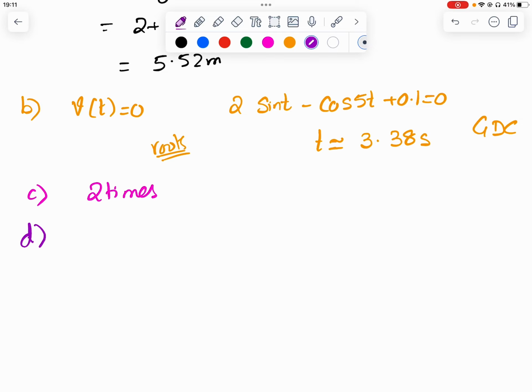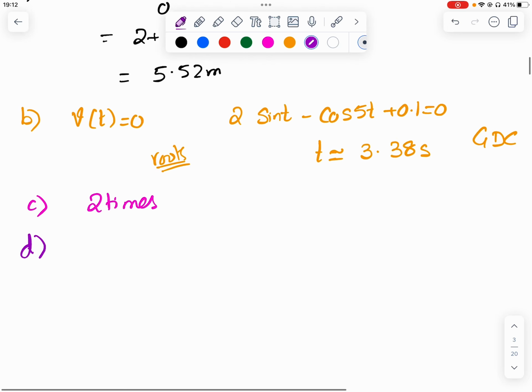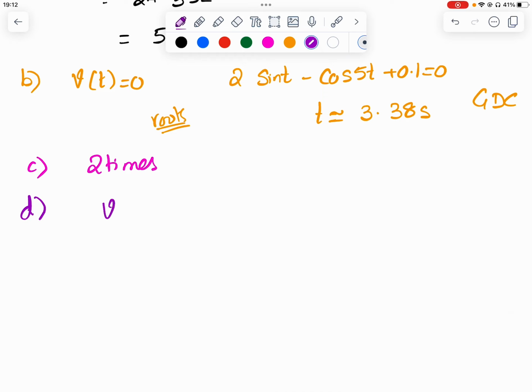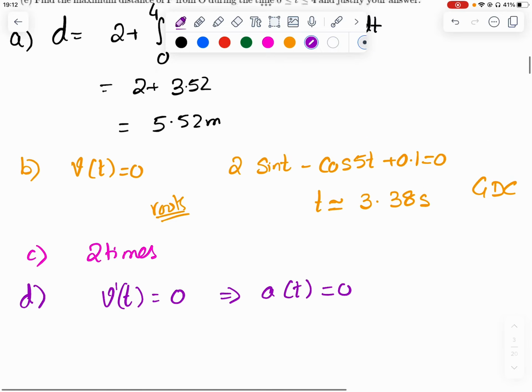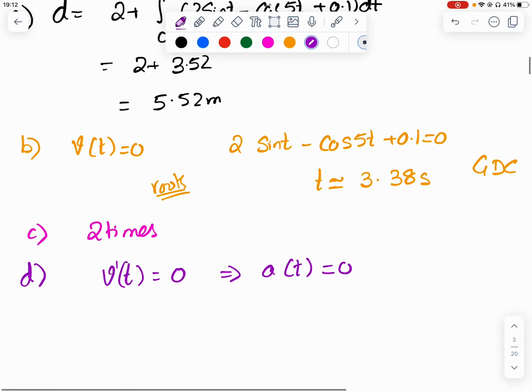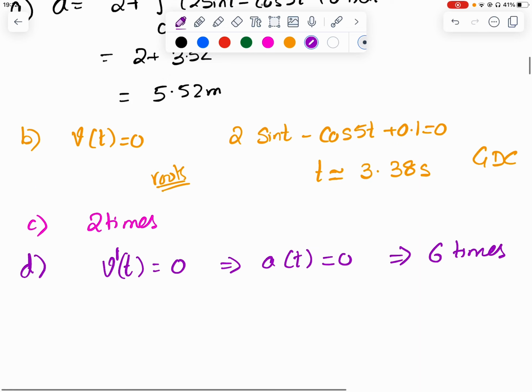Then part D. Write down the number of times P is neither accelerating nor decelerating. So neither accelerating nor decelerating means the derivative should be equal to 0. It implies acceleration should be equal to 0. So when is that? You can see 1 time, 2 times, 3 times, 4 times, 5 times, and 6 times. So totally the derivative of that graph should be equal to 0, meaning acceleration equals 0. So it is how many times over there? 6 times it is there.